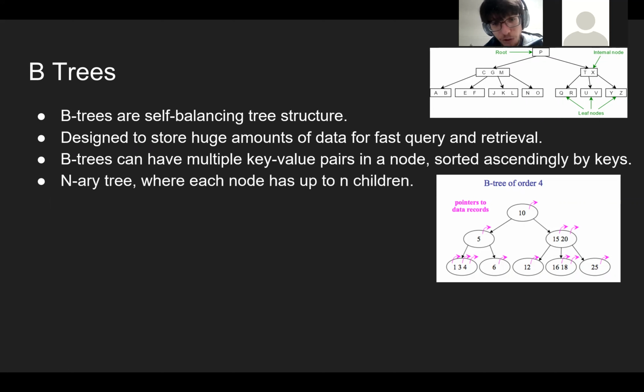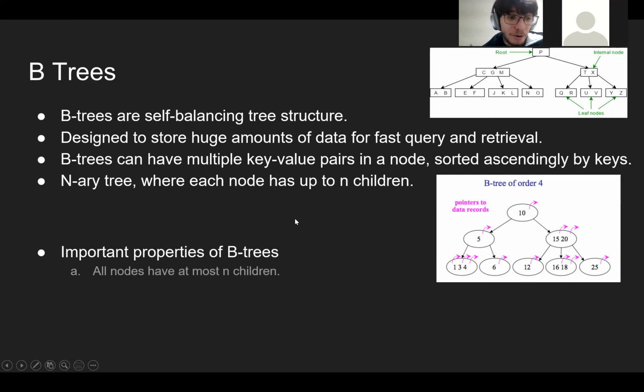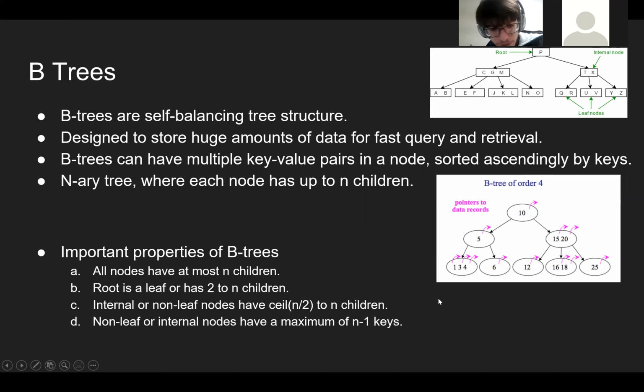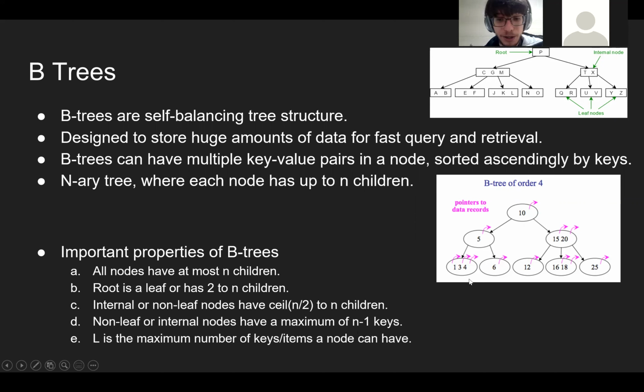In a B-tree, each node has up to n children. The properties are: all nodes have at most n children. The root is a leaf or has somewhere between 2 and n children. Internal nodes, which are not leaf nodes, have ceiling of n over 2 to n children, and have a minimum and maximum number of keys. And L is the maximum number of keys a leaf can have.